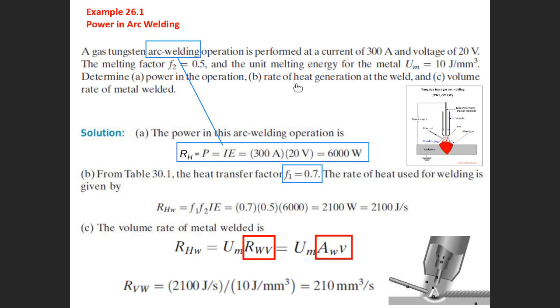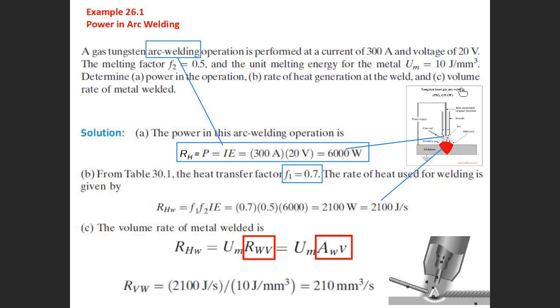Then what is the RHW? RHW equals F1 times F2 times IE, the power at the source, 6,000 watt. So 0.7 multiplied by 0.5 multiplied by 6,000 gives 2,100 watt delivered at, or heat generated at, the weld. Please understand, 6,000 is generated at the source, while 2,100 is delivered to the weld.